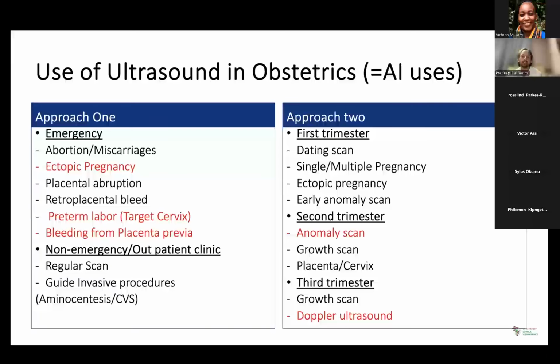So yesterday, this was the main purpose of the clinical relevance, and these are the areas where AI can be used in obstetric ultrasound, either in emergency or in a regular outpatient setup as well. So first trimester, second trimester, and third trimester specific important things can be taken from the patients and transferred to the clinicians through AI. AI can facilitate that.